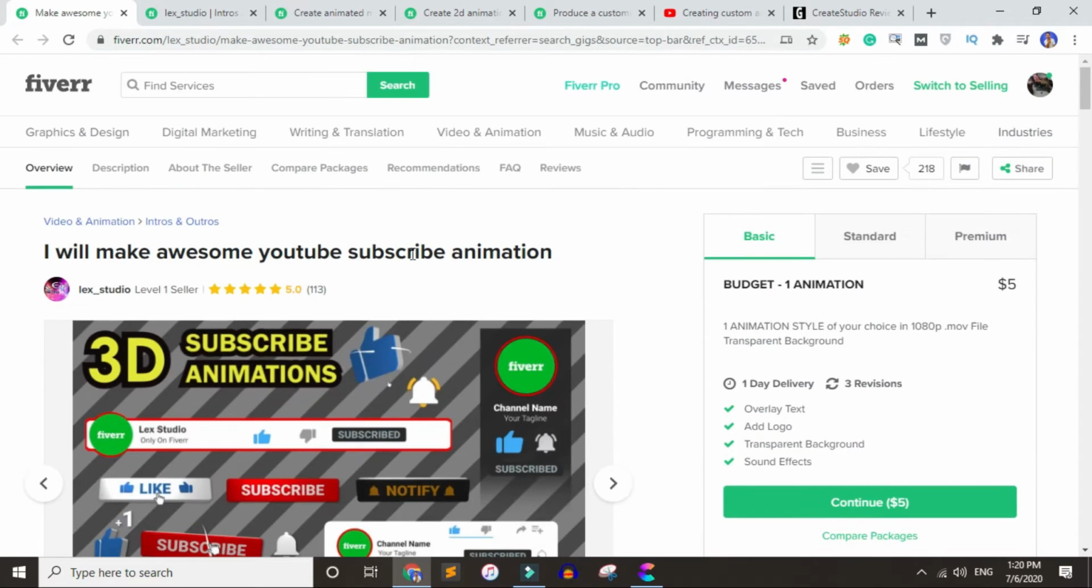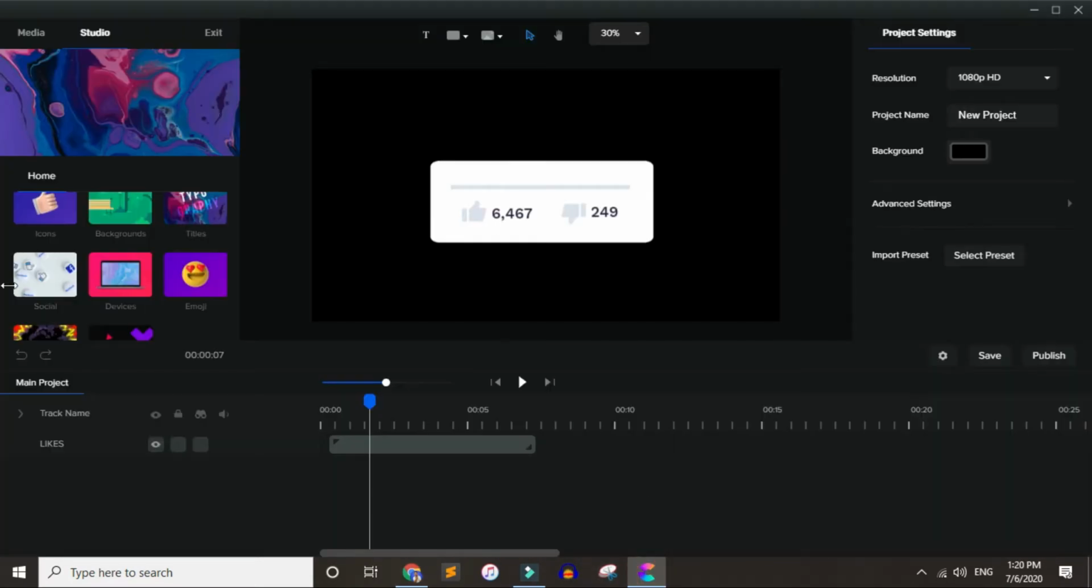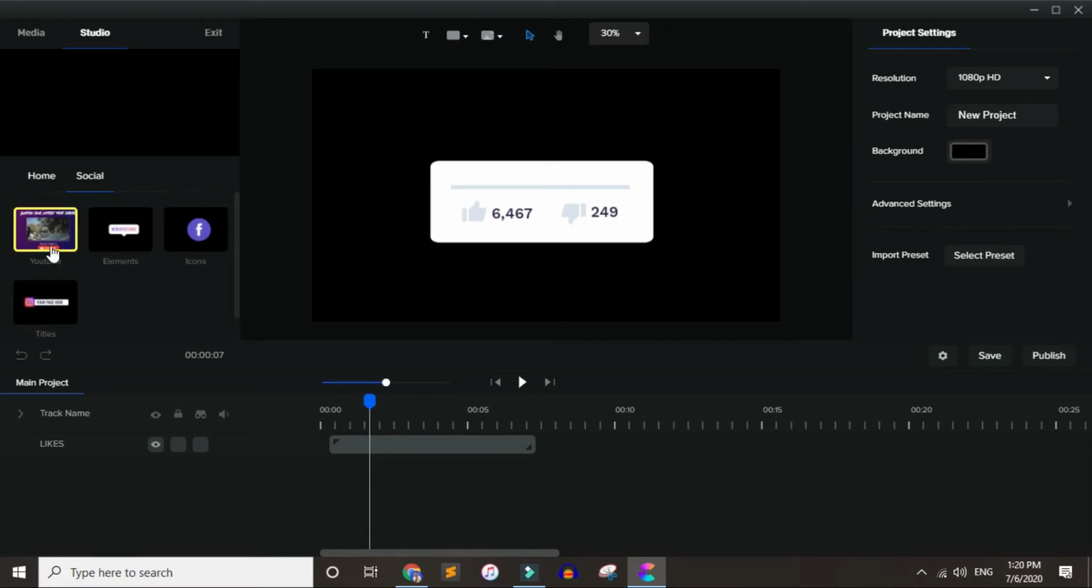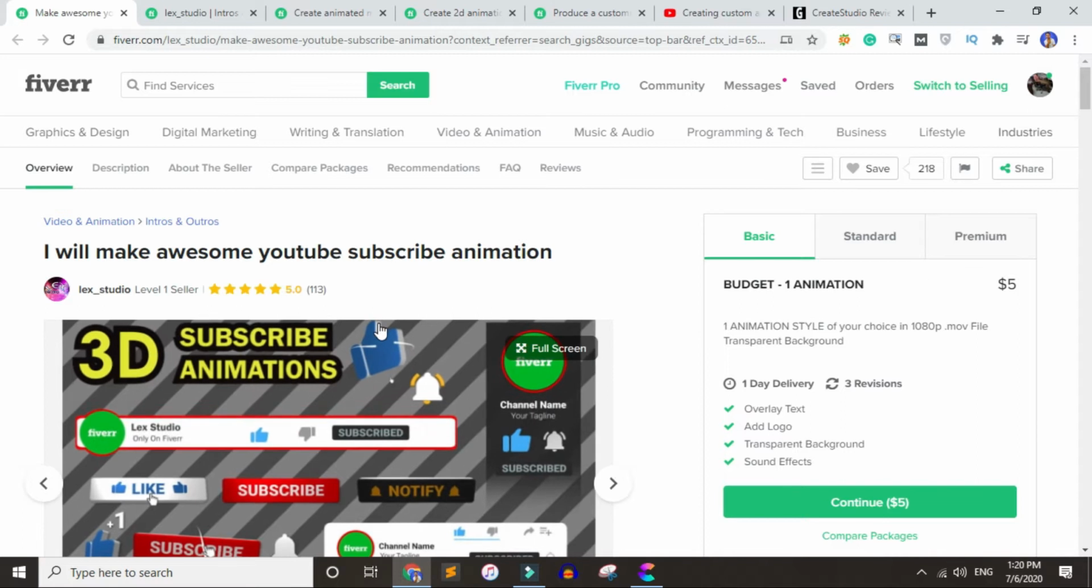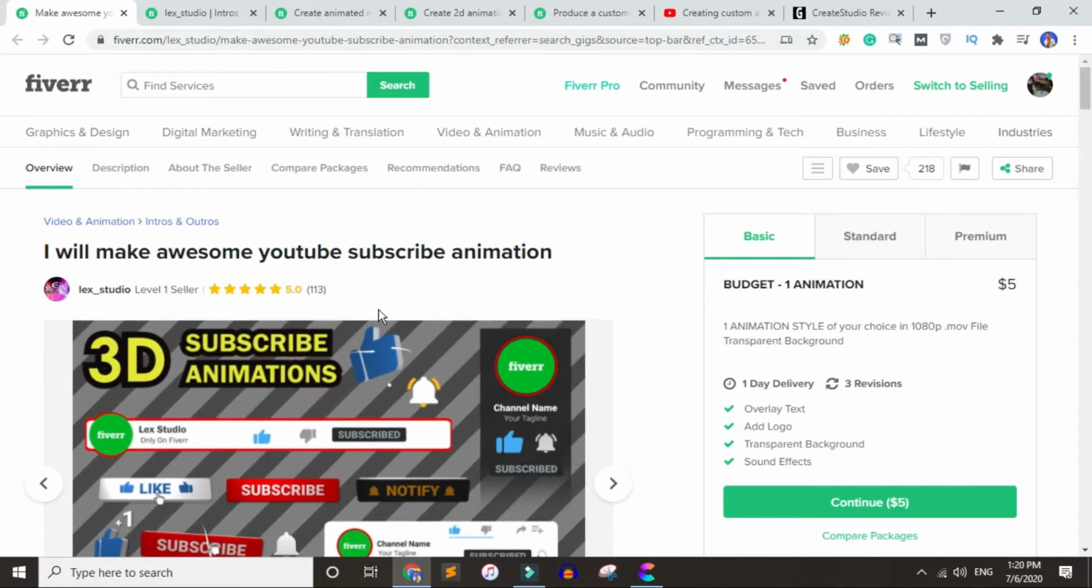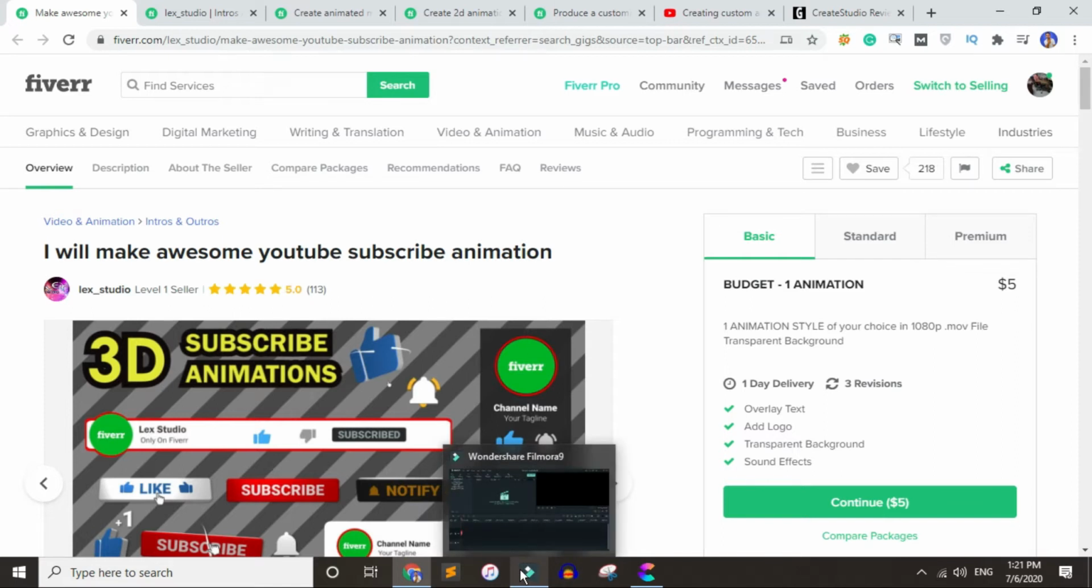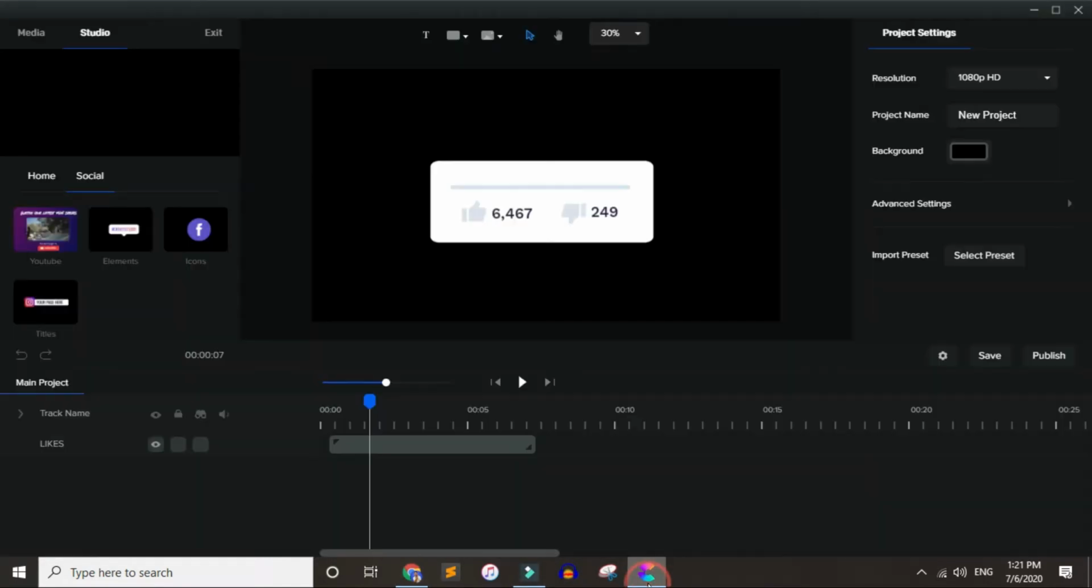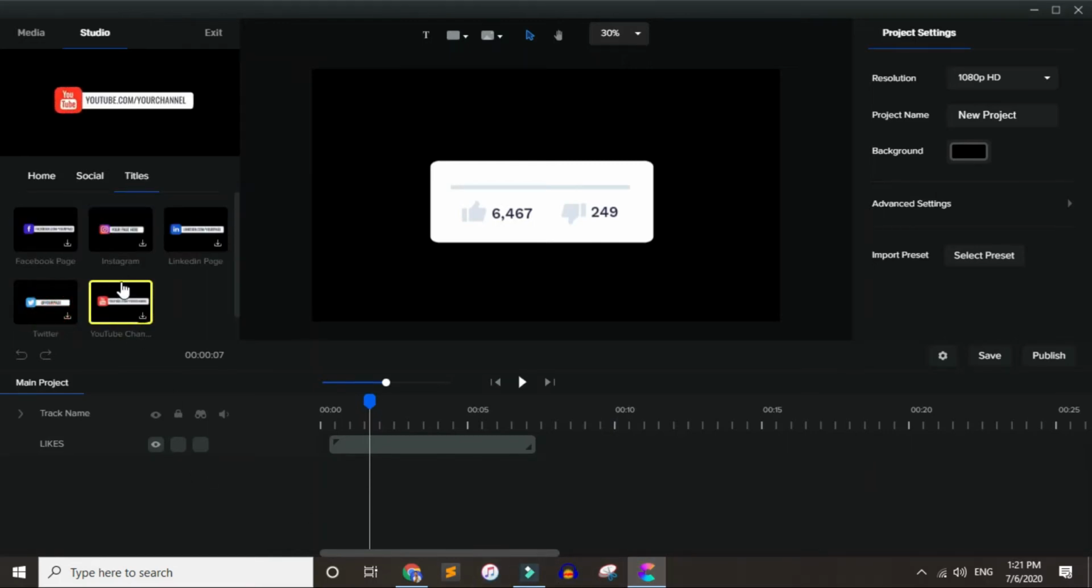In Create Studio, if you go to the social tab, you have pre-made social media icons. By the way, guys, this person is offering only YouTube like, share, subscribe animations, but people also need Facebook animations. They want Facebook and other social media icons and usernames, and in Create Studio you will get everything. You can offer a lot of things at a very cheap price in the beginning, but once you get some reviews, then you can increase your price.